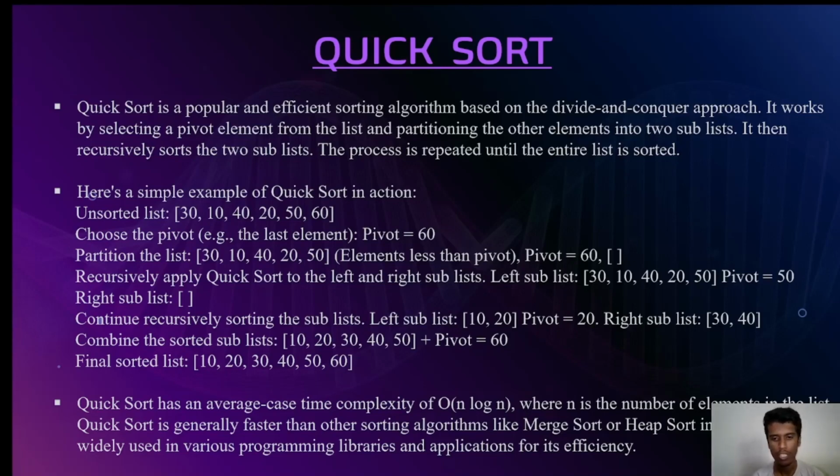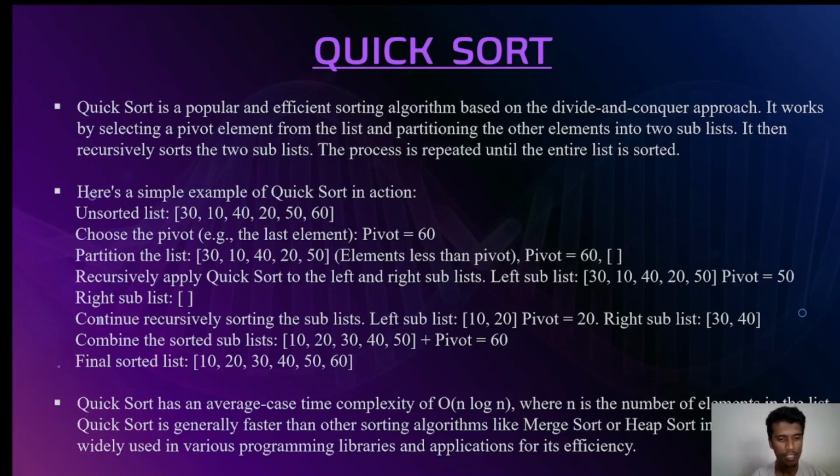then we sort the array. When we combine it, we get 10, 20, 30, 40 and 50. The pivot element will be 60 and we add the pivot element also. Then finally we get the sorted list as 10, 20, 30, 40, 50 and 60.